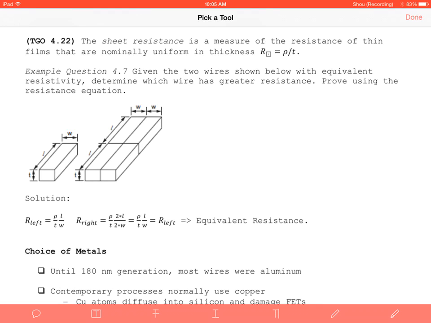And by plugging that in there, we know that the length is twice as much, and the width is twice as much as this circuit on the left, right? So this is just a simple concept question to understand that doubling the width of the wire and doubling the length of the wire will give you equivalent resistance.